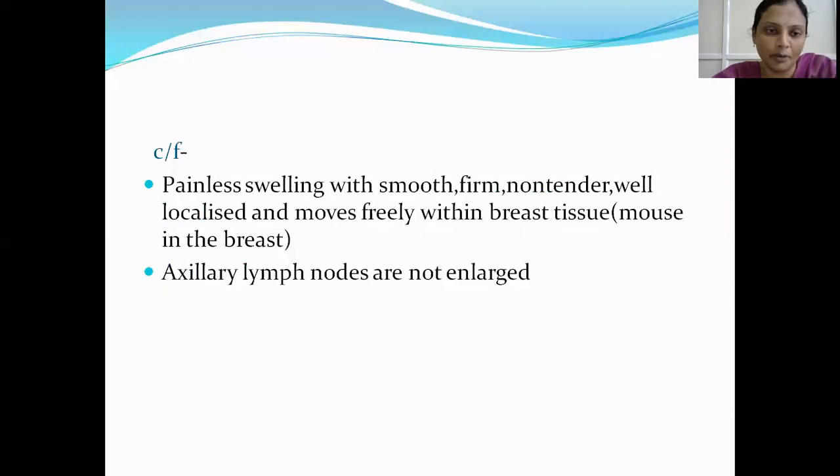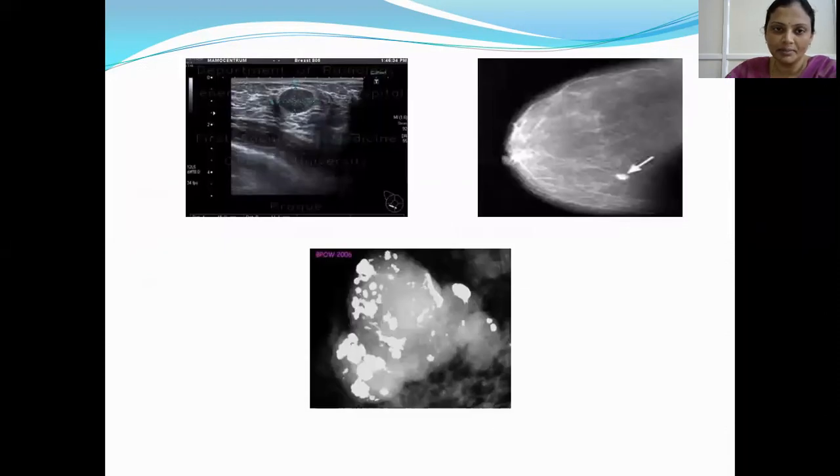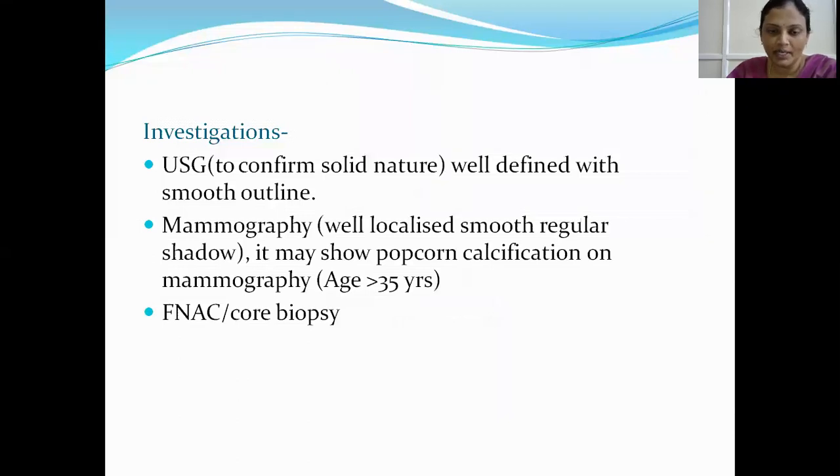Clinical features of fibroadenoma: a painless swelling that is smooth, firm, non-tender, well localized, and moves freely within the breast tissue, so-called the mouse in the breast. Usually, axillary lymph nodes are not enlarged. Regarding the investigations, ultrasonography is the first mode of investigation, to confirm the solid nature, well defined with smooth outline. See in this picture, smooth outline. Regarding mammography, it is usually done in the age group greater than 35 years, showing a well localized, smooth regular shadow.